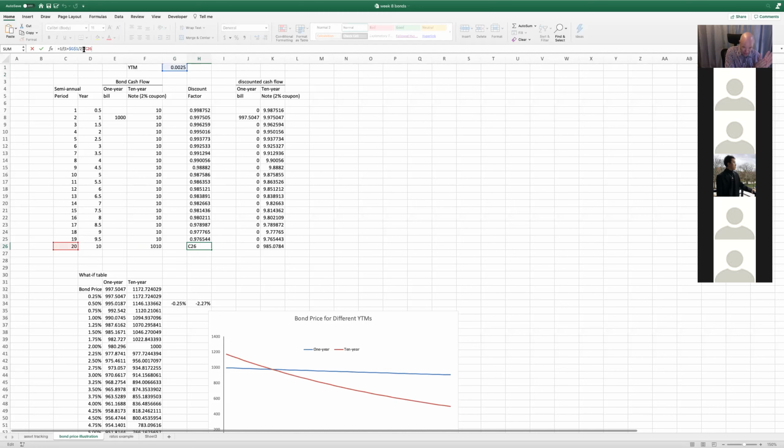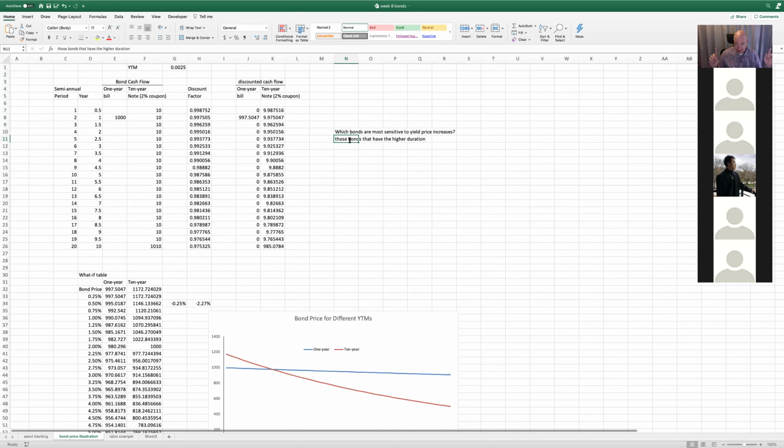Which bonds are more sensitive to bond price changes? And the answer is those bonds that have the higher duration.